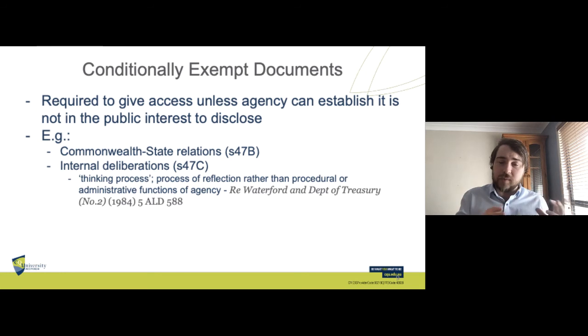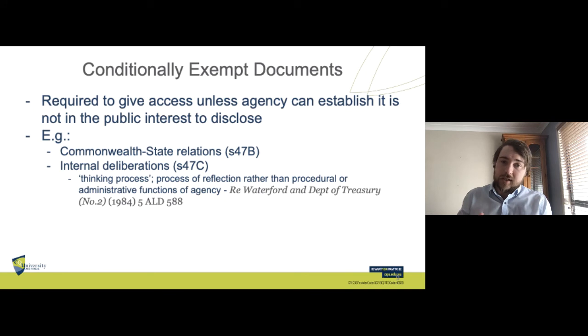So, for example, internal deliberations, the class of documents that I talked about earlier, that frank and fearless advice that public servants should be giving to ministers and elected officials. On the one hand, it is really useful to the public to find out how a decision is made or why it was made in a particular way, what the minister was told before they made a particular decision or developed a policy. But on the other hand, the agency might be able to establish that there is a good reason not to disclose that frank and fearless advice. And so we'll talk through in a moment some of the reasons why or why not.